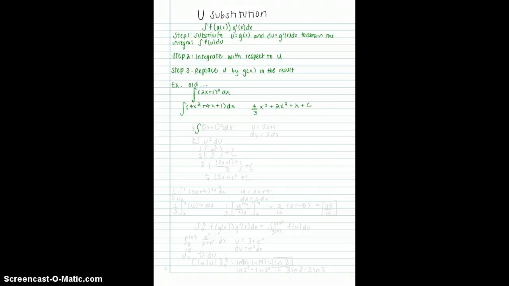So you have the integral of (2x plus 1) squared dx. So we make u equal to 2x plus 1, and we take the derivative of that, so du is equal to 2 dx. So now we have to get the 2 dx into this problem. So we're going to multiply by 2 and multiply by 1/2 on the outside so that it's really keeping it the same, multiplying by 1. So now you have the integral of u squared du.